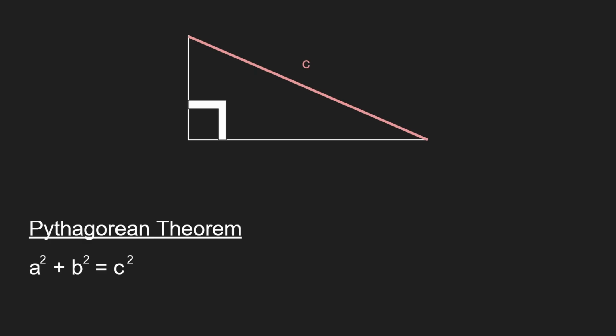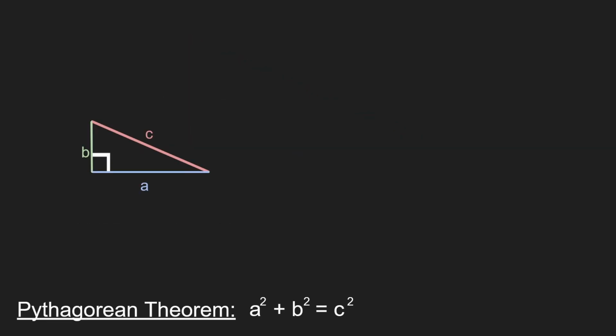A and B are the sides that remain, and it doesn't really matter where you put them. We can name them like this, or like this. I'm gonna leave them this way for the example. The Pythagorean theorem states that the squares of A and B together equal the square of side C.